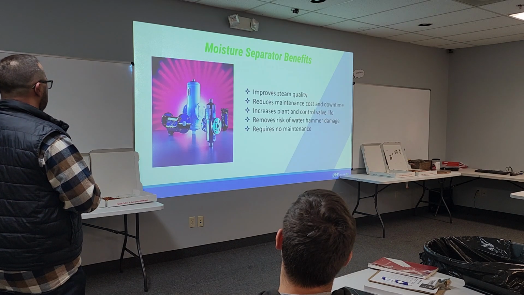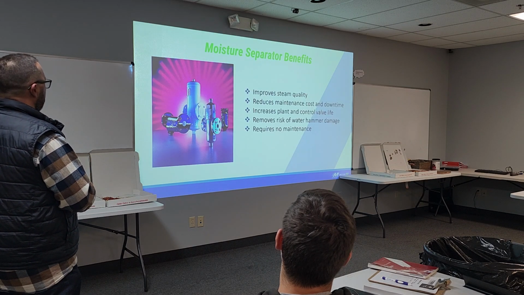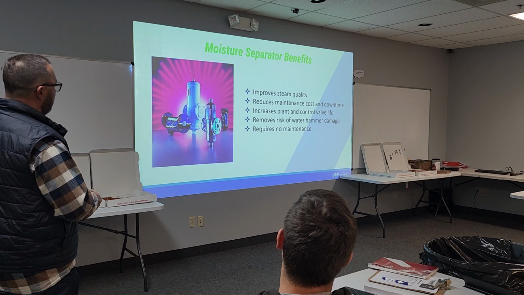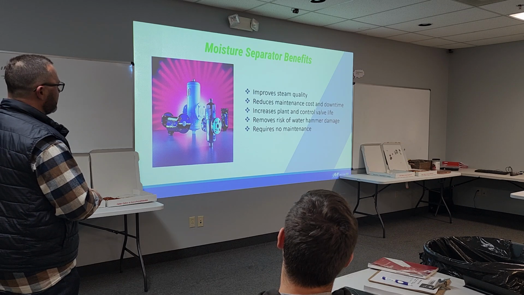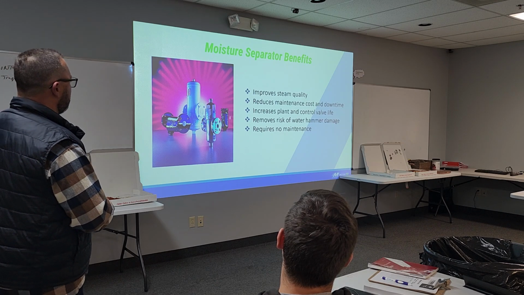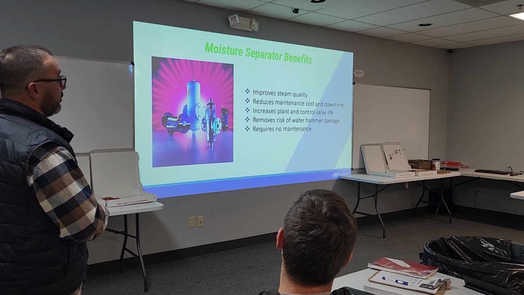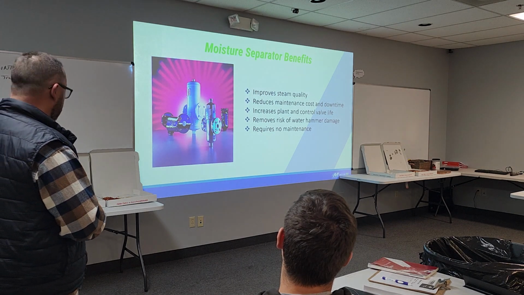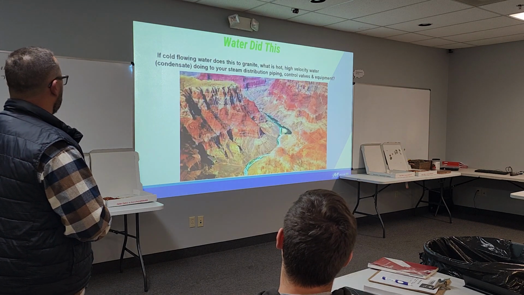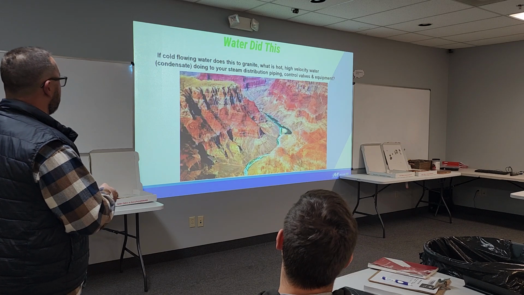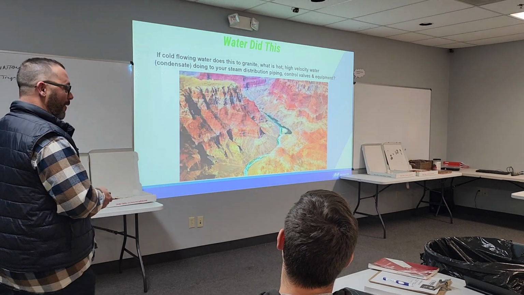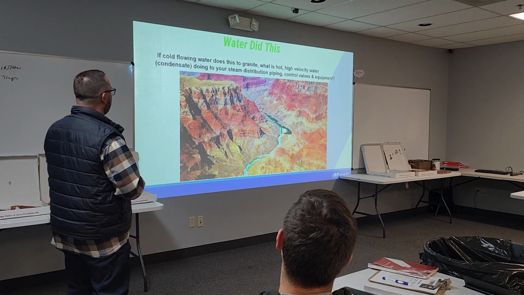These are the moisture separators that you're going to find right off the boiler. These are more the kind that you're going to see in the pipeline. These are the little guys, 1/2 inch, 3/4. These might go up to 1. That's what you'd use on a small steam line or like compressed air. These work great on compressed air. So if cold flowing water does this to granite, what's your condensate doing to your equipment, right?